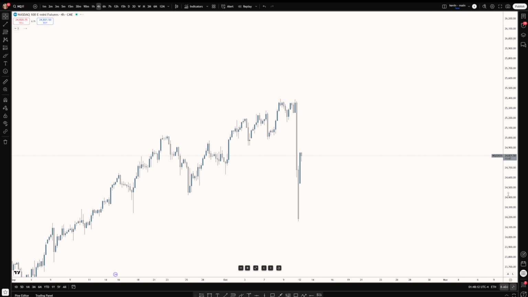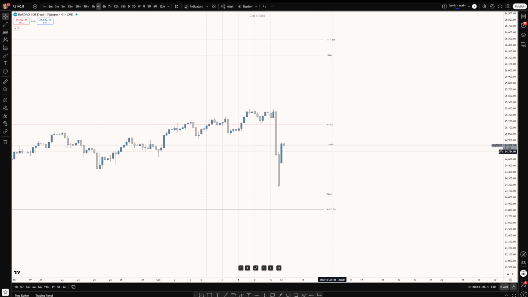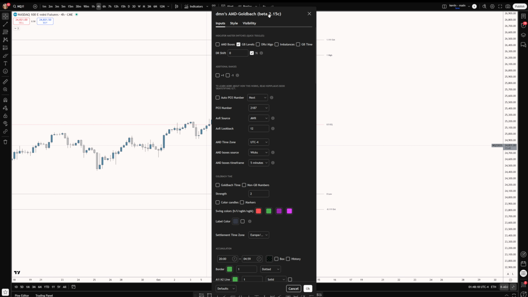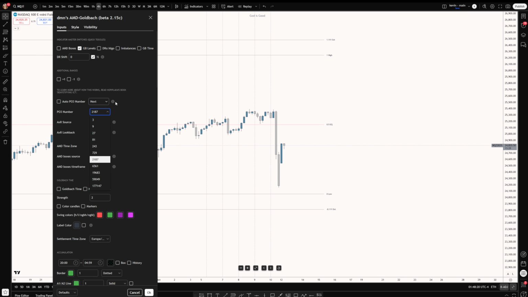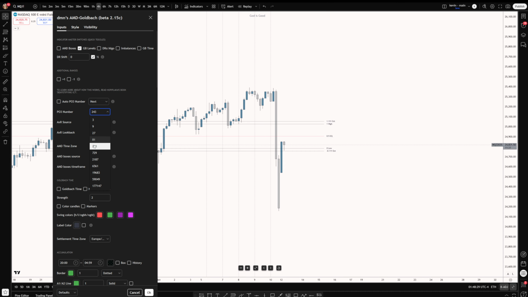So what do I mean by that? The Goldback ranges are all mathematically calculated, right? And they're all fractal. So essentially, most of the time, I'm using the 243 range. Sometimes I'll use the 729 if it's a larger range day, but most of the time it's 243. If it's a lower range day, it'll be 81. And you always want to have half shift on.